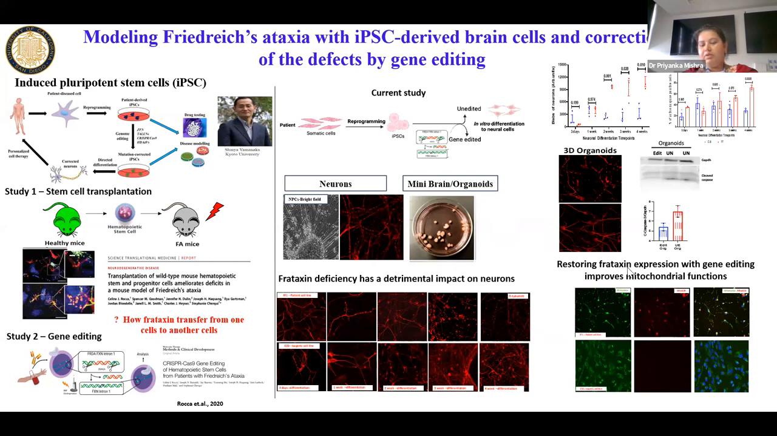So we tried to look at the mitochondrial function in that. And it's really very striking that the mitochondrial function is also reversed in the gene-edited line. And you can see a lot of MitoSOX staining in the patient line. So now overall, we have a great model system to study the mechanism behind the frataxin transfer from the HSPC cells to the neuron. Side by side, we are differentiating microglia also, and we are going to study the transfer of frataxin from the microglia cells to the neuron. Thank you.